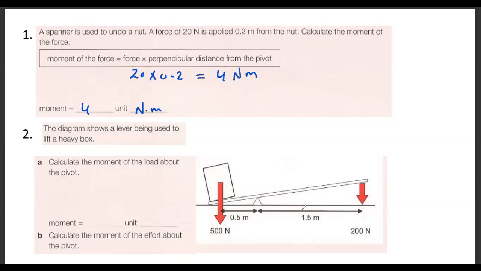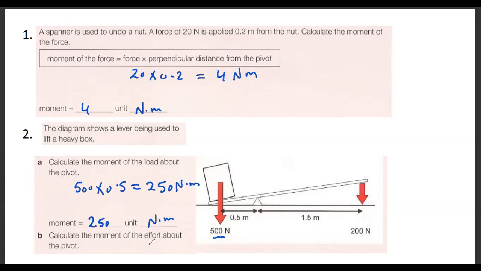Here the diagram shows a lever being used to lift a heavy box. Calculate the moment of the load about the pivot. Here the load applies a force of 500 and the distance from the load to the pivot is 0.5. So the moment here is 500 times 0.5. So we get here 250 Newton meter. So the moment is 250 and the unit is Newton meter.